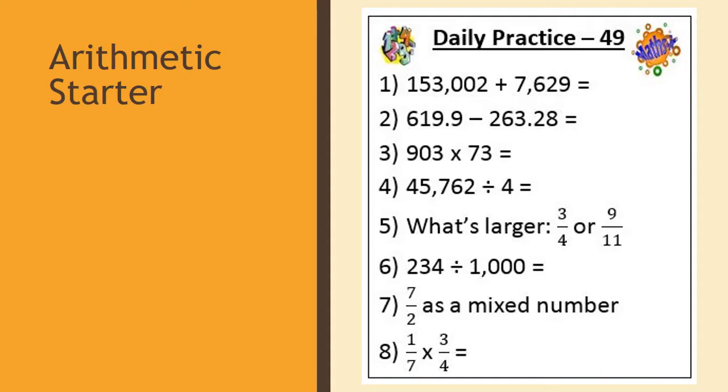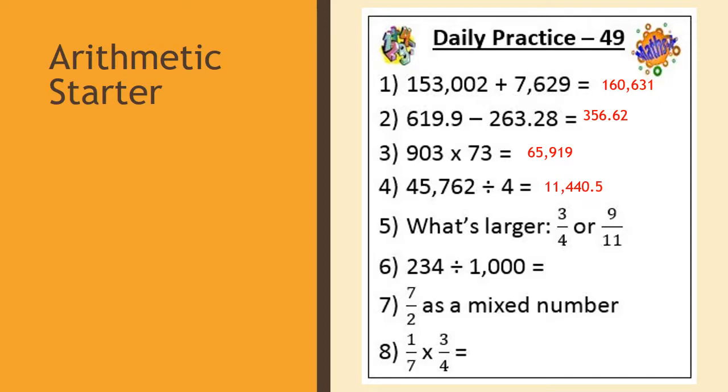153,002 plus 7,629 equals 160,631. For number 2, 619.9 minus 263.28 equals 356.62. Make sure you've got your method and logic hat on. 903 multiplied by 73 equals 65,919.